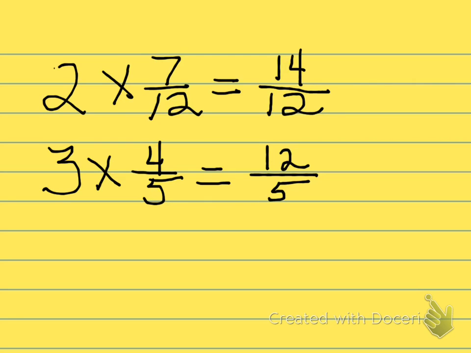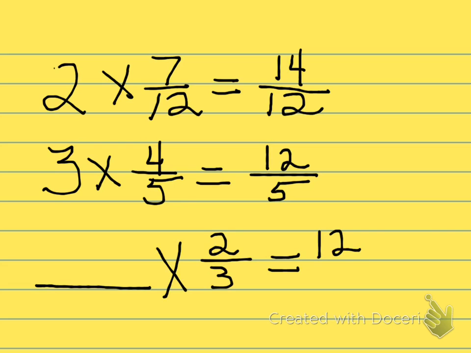Let me try one more for you. Let's see if you can come up with the whole number. If I have blank times 2/3, and my answer is 12/3, what is the whole number that I am multiplying my fraction by? You're absolutely right, boys and girls. 6, because I know 6 times 2 equals 12.